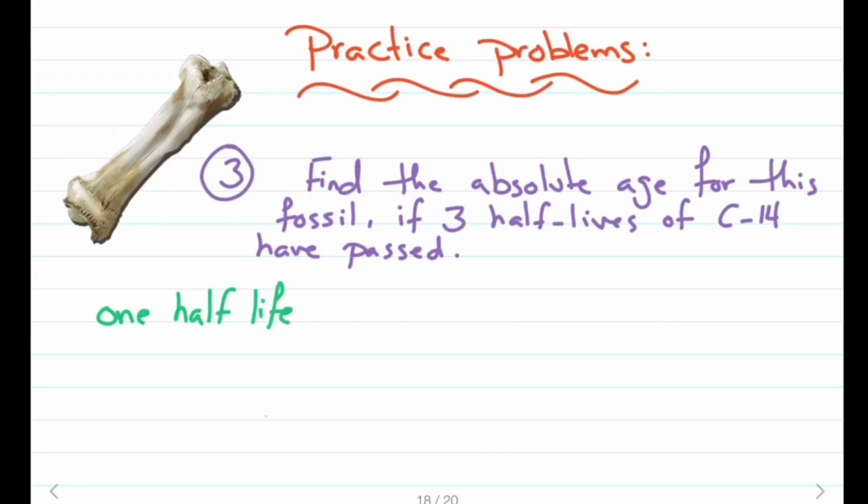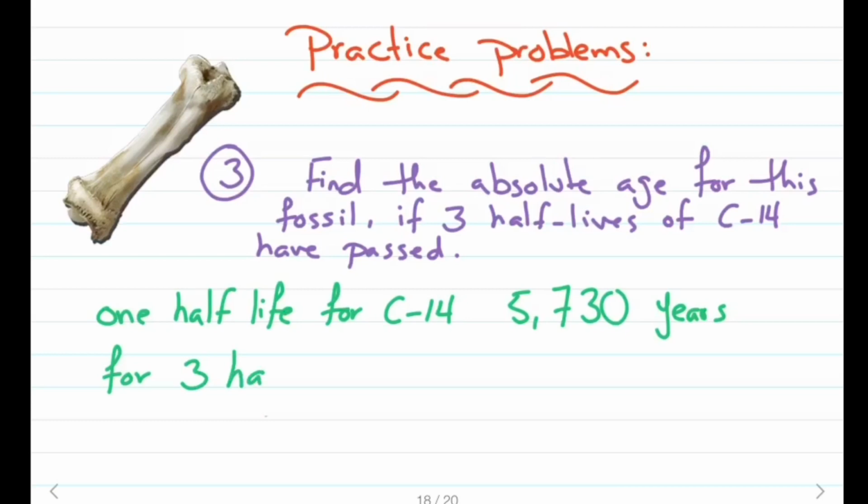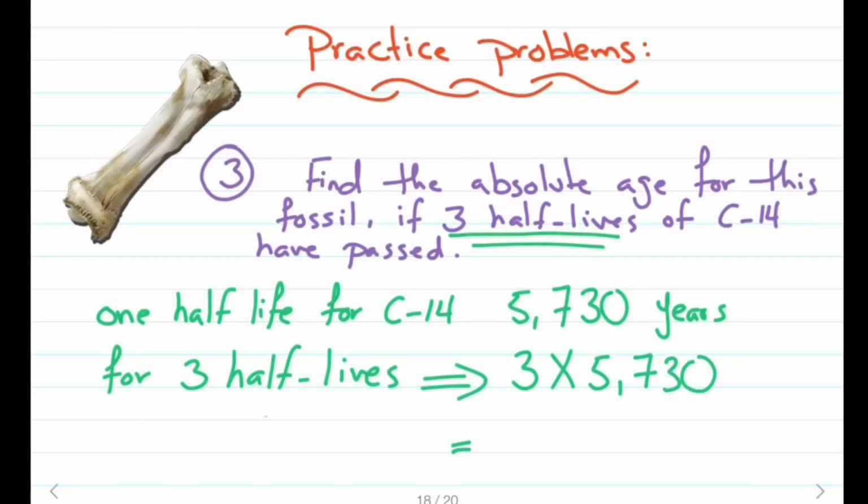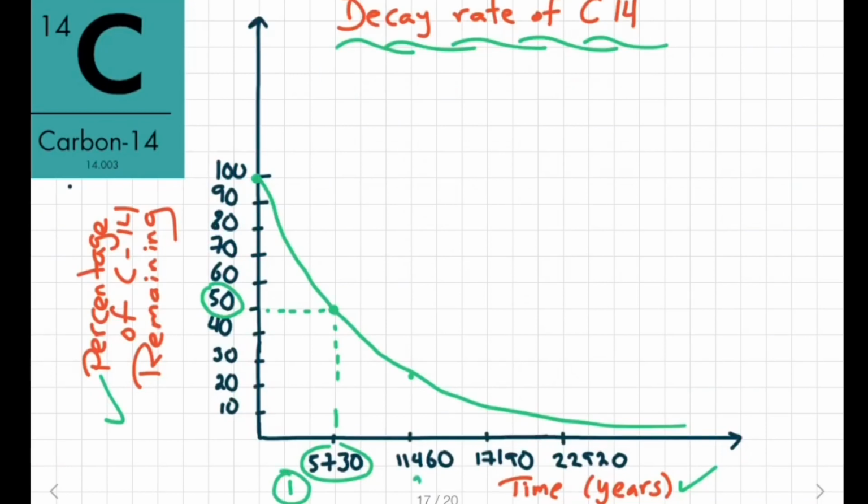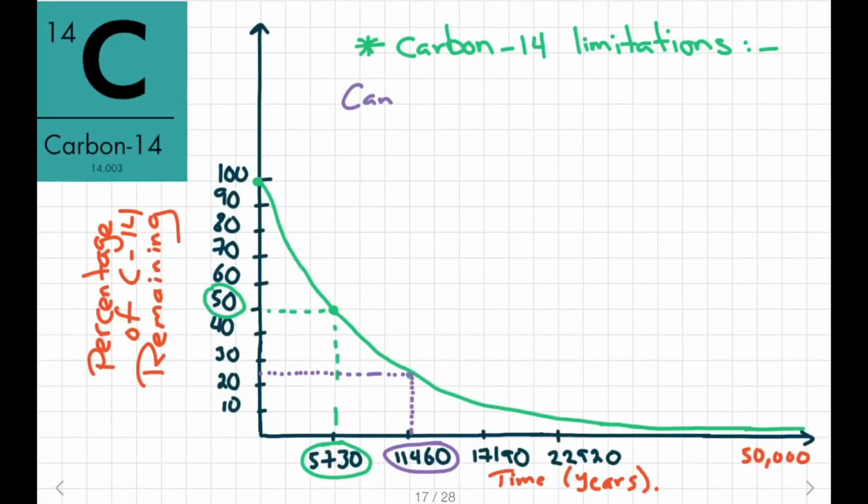Okay, practice 3. Now find the absolute age for this fossil if 3 half-lives of carbon-14 have passed. So I have 3 half-lives, so I'm going to multiply the one half-life by 3. So it's going to be 3 multiplied by 5,730 years. The answer will be 17,190 years old.